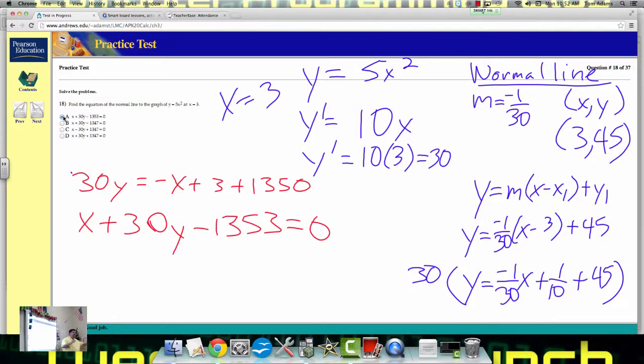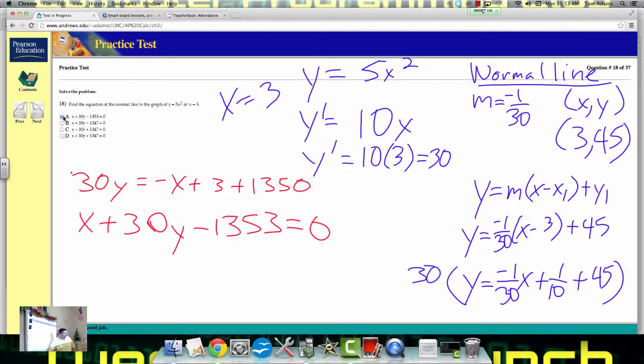That's the tangent line. But remember that the normal line is the negative reciprocal of the tangent line, because the normal line and the tangent line are perpendicular to one another. Right? You guys remember that? So the slope of the normal line is negative 1 over 30, because they're negative reciprocals of each other.